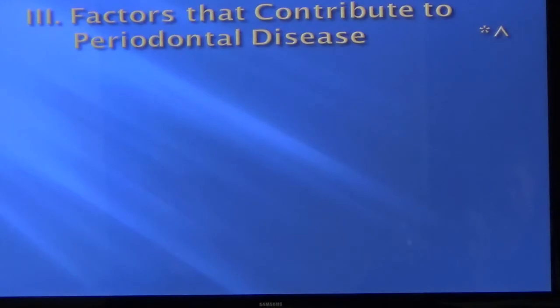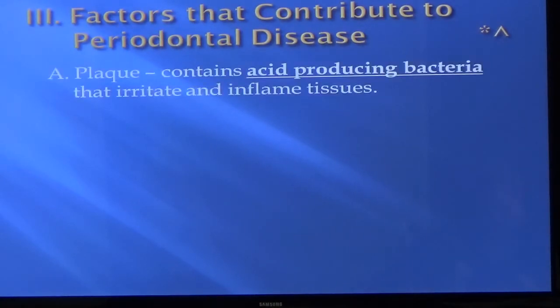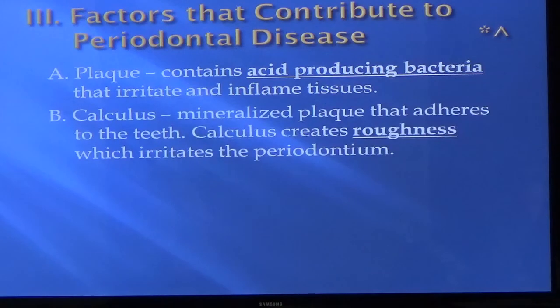Factors that contribute to gum disease. Plaque. You don't brush your teeth, you get gingivitis. Clear gingivitis progresses to periodontitis, which is loss of supporting structures. So the plaque contains acid-producing bacteria that irritate and inflame the tissues. If you don't remove plaque, the minerals in your saliva will calcify it, and it creates a roughness which irritates the periodontium.